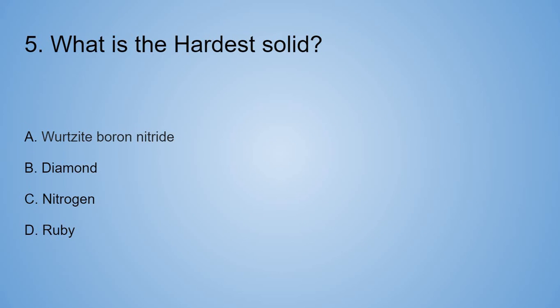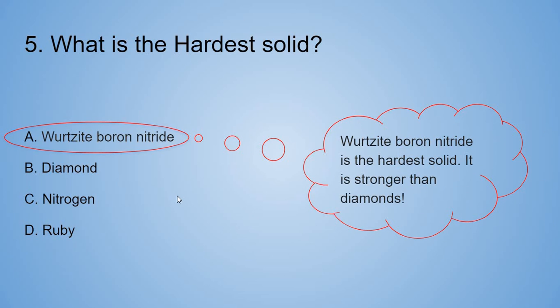Number 5. What is the hardest solid? A. Wurtzite boron nitride. B. Diamond. C. Nitrogen. D. Ruby. I was surprised by this answer. Here, I'll tell you what the answer is. The answer is A. Wurtzite boron nitride. Wurtzite boron nitride is the hardest solid. It is stronger than diamonds. See, that's what surprised me.